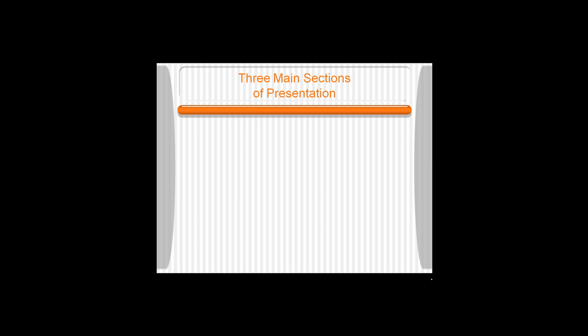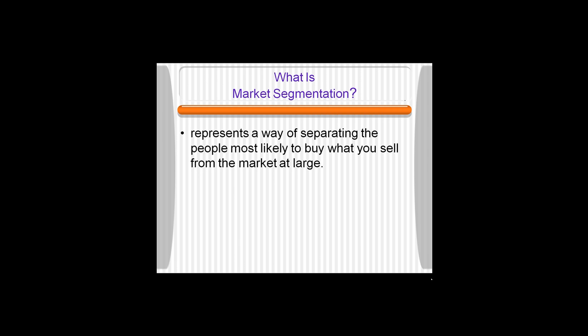So starting off with the introduction, I want to answer the question, what is market segmentation? Well, first of all, it's a way of separating people most likely to buy what you sell from the market at large. Everybody's not going to buy what you want. So you want to be able to go in and pick out those people that are most likely to buy what you sell, service or product. And it's also a process of organizing subjects into levels of variables in order to generalize about them and their behaviors. Now, I know that kind of sounds like a mouthful, but it gets easier to understand as we go along.